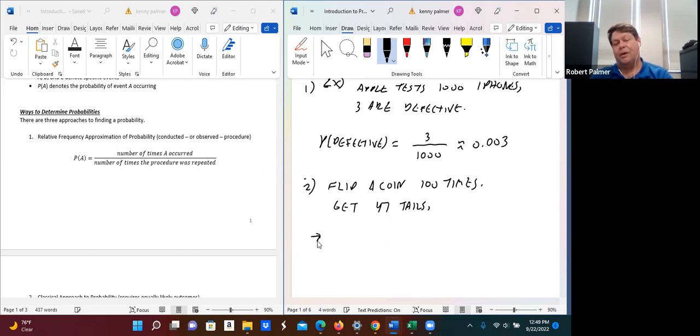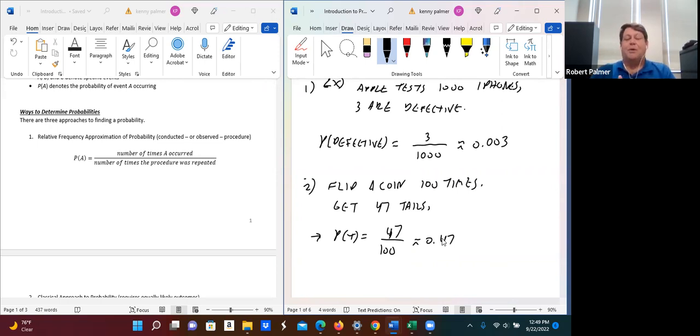Okay. So we do that then. So the probability then of getting a tail based on this is the number of times something occurred, 47 tails out of the 100 flips. And so that then is 0.47, about 47% of the time.